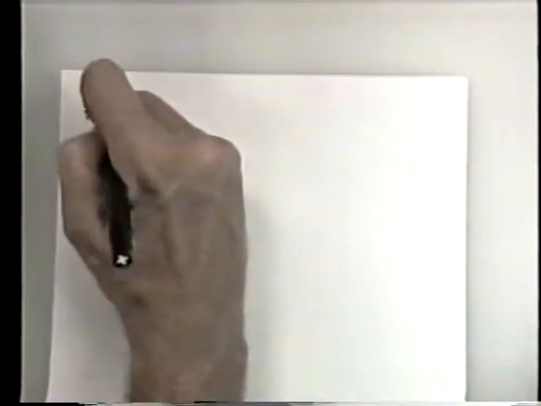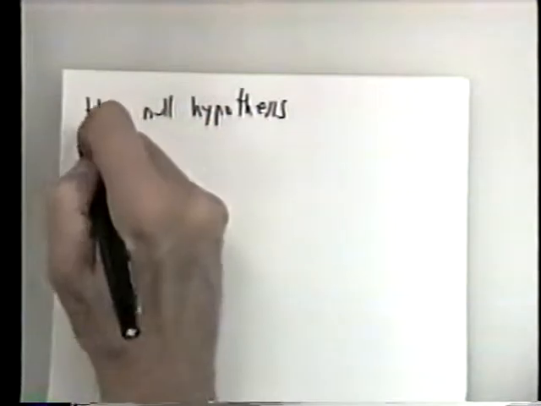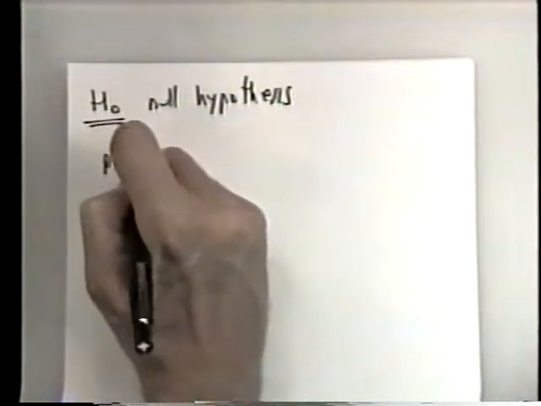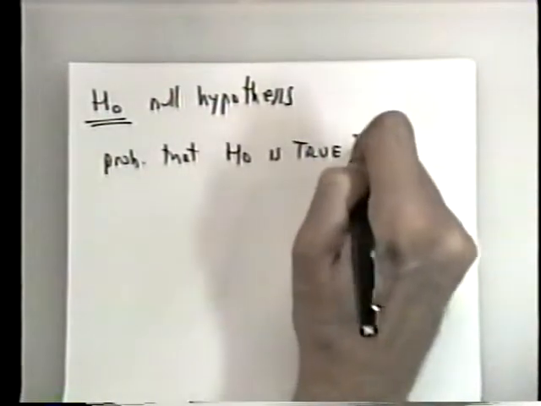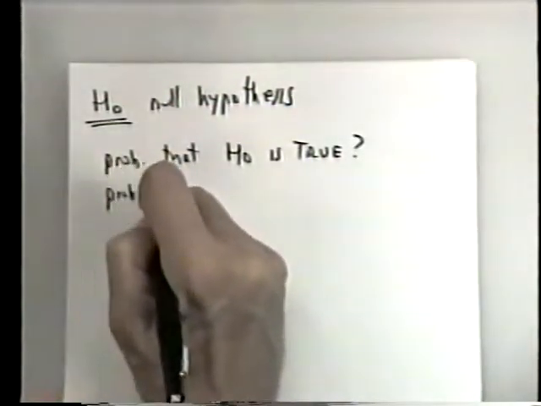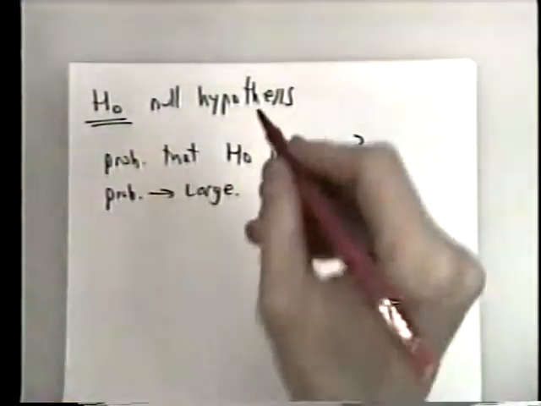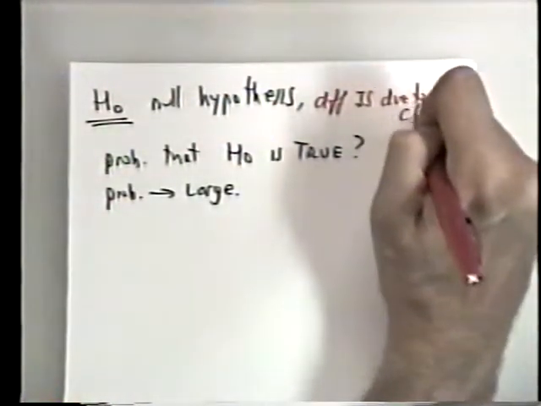And the way we usually do this is to set up what's called a null hypothesis, which is usually abbreviated H subscript 0. What we want to do is determine the probability that the null hypothesis is true. If this probability is large, well, the null hypothesis will usually be that the difference is due to chance.